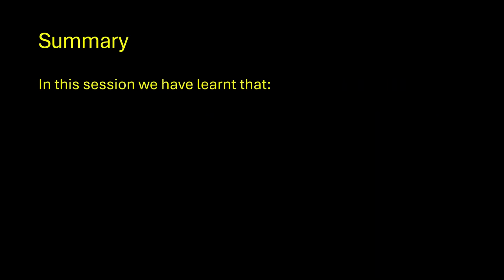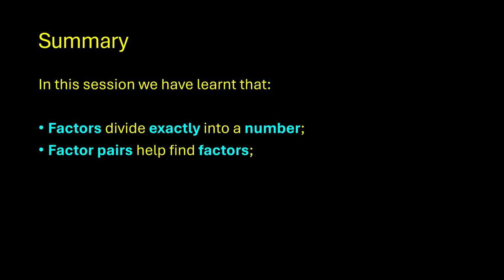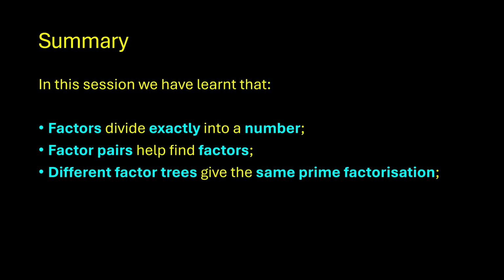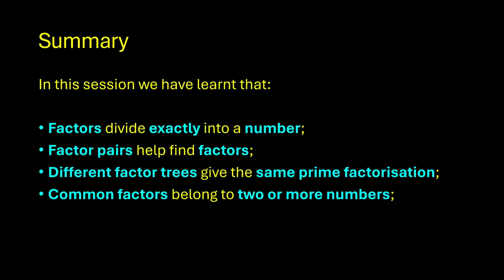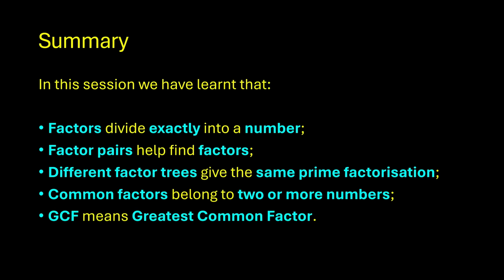Today we learned how to find factors, identify common factors, and calculate the greatest common factor. In particular, we learnt that factors divide exactly into a number, factor pairs help find factors, different factor trees give the same prime factorization, common factors belong to two or more numbers, and the greatest common factor is the largest common factor and is also represented by the initials GCF.